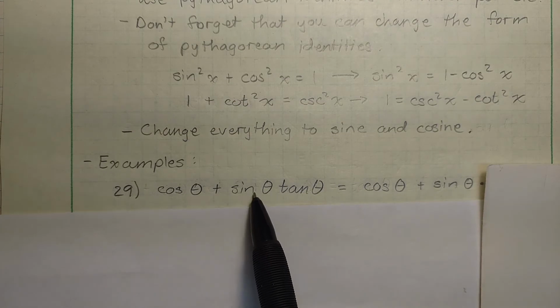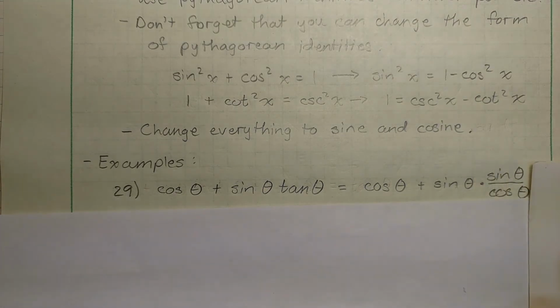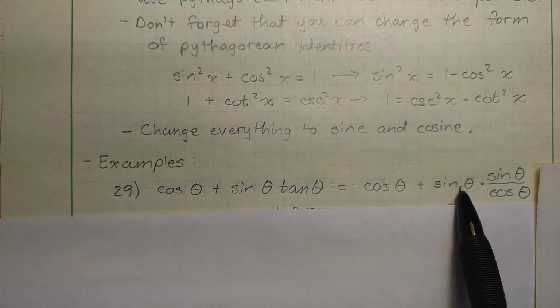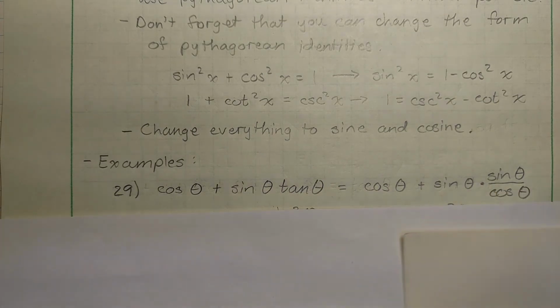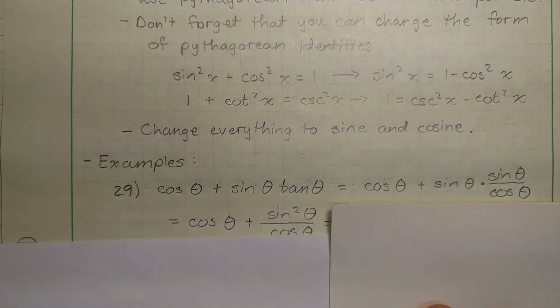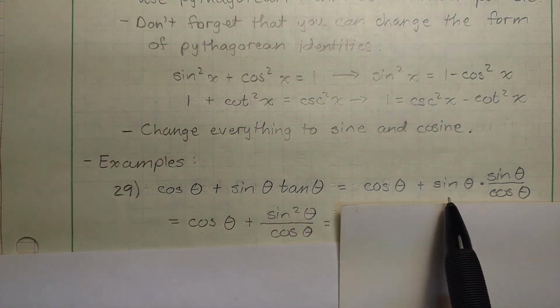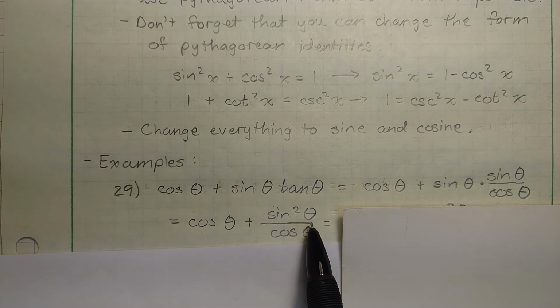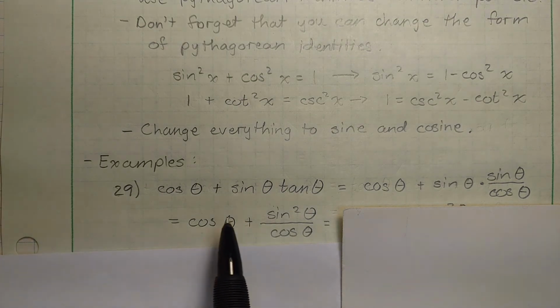But instead of the tangent, I'm going to change that into the sine theta over the cosine theta, just using my quotient identity. Now as I look here, simplifying that down, I've got the cosine theta plus, and notice this sine theta times this sine theta gives me a sine squared theta. So I still don't have a single identity. And the problem is here, I have to add these two up.